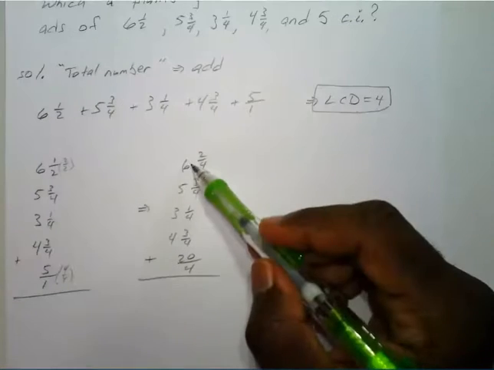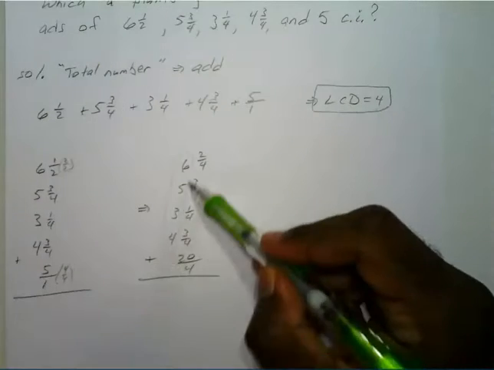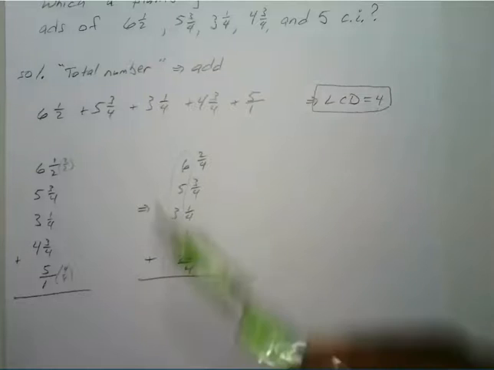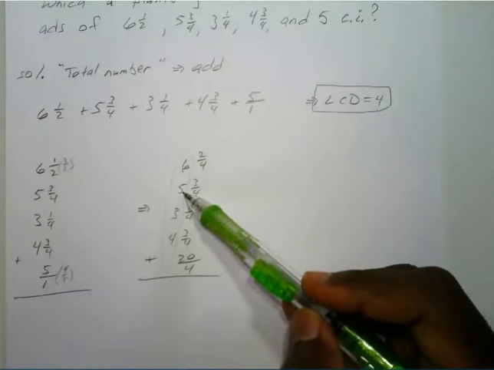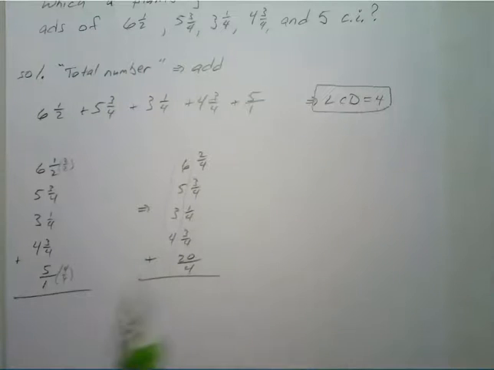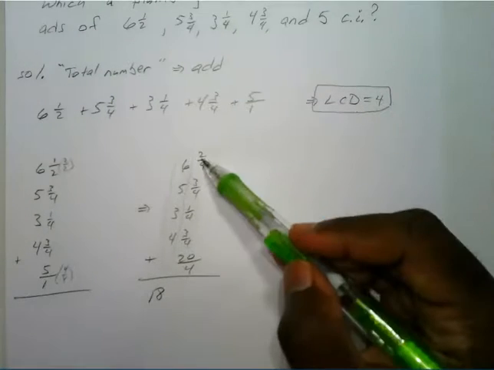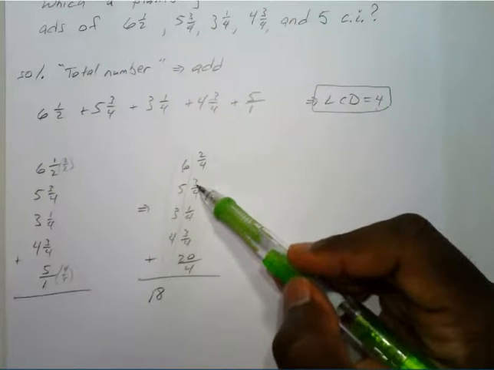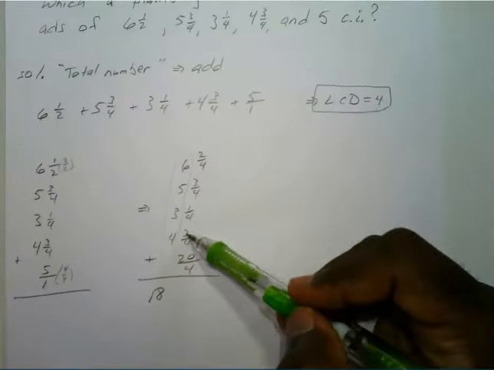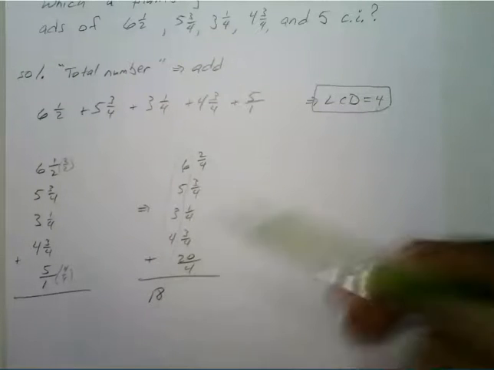Okay, so if we add all of our whole numbers, we get 6, 7, 8, 9, 10, 11, 12, 13, 14. So we have 18. Then we have 2 plus 3, which is 5. Plus 1, which is 6. We have 9. So we have 29 over 4.